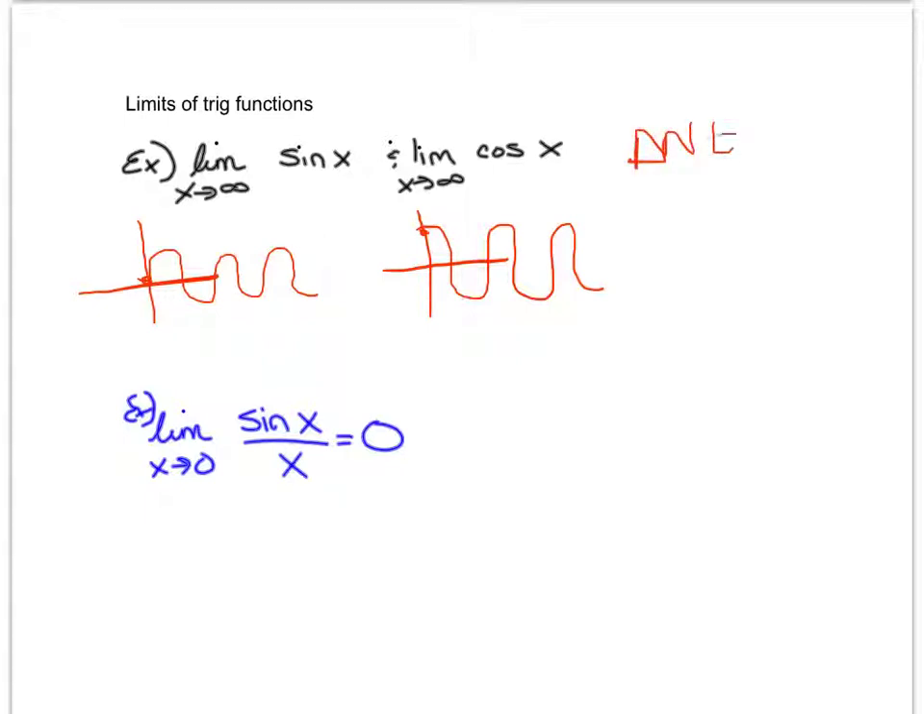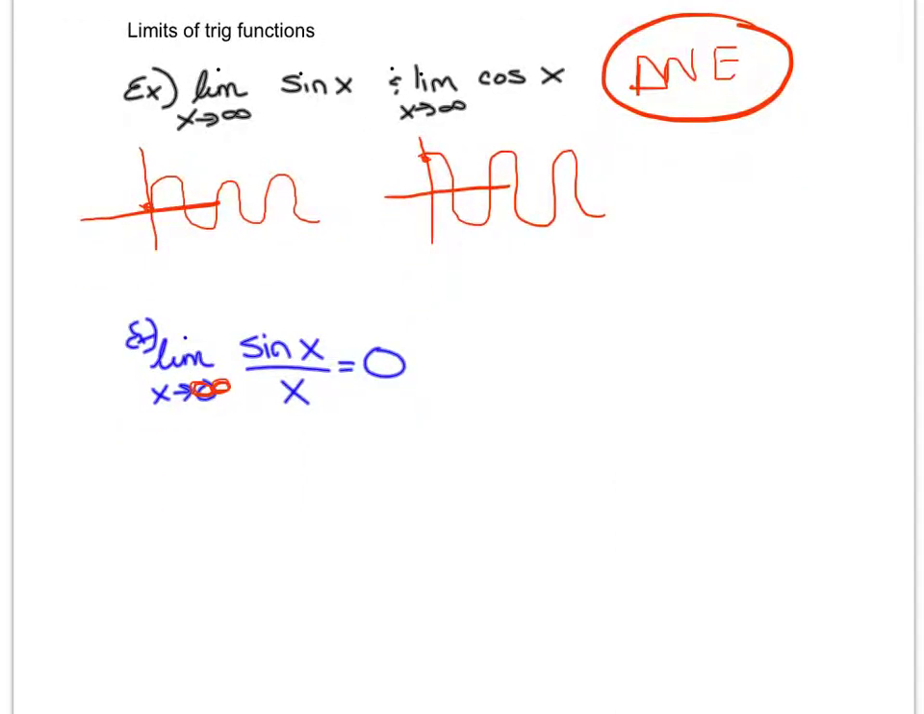So for that reason, if I'm looking at the limit of sine or cosine as I approach infinity, neither of them exist. However, if I look at the limit as x approaches, and this is supposed to be infinity, not 0, so I'm going to change that, of sine of x over x, that is going to be 0, and let me show you why.